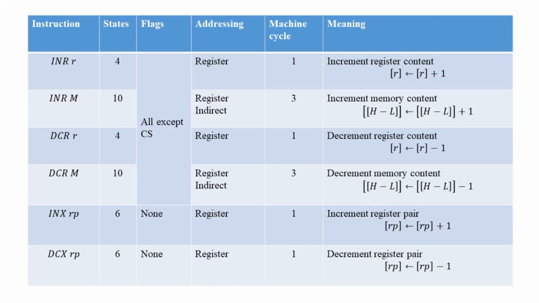Okay, then DCX RP. It needs 6 states, no flags, register addressing and needs 1 machine cycle. When we execute this line, it decrements the register pair. So the content of the register pair minus 1 is stored in the same register pair.